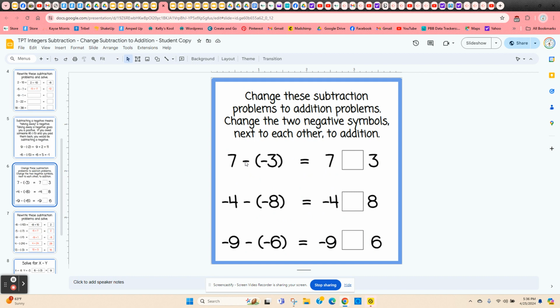Now here we have subtracting a negative. We're just going to change the two negative symbols to a positive symbol. So 7 subtract negative 3 is the same as 7 plus 3. And they're just going to put plus signs in here. Change the two negatives to a positive.